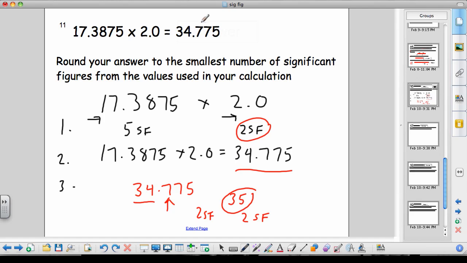So this one right here, being rounded, would be 35. So 17.3875 times 2.0, this is the actual calculation. Rounding this to the appropriate number of significant figures, my answer would be 35. Let's take a look at another example.